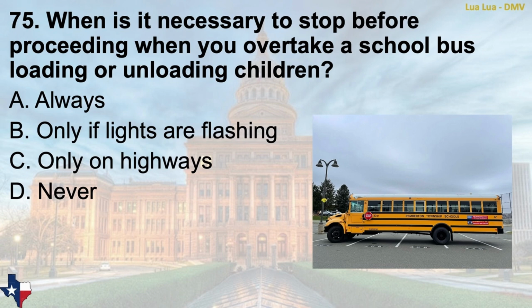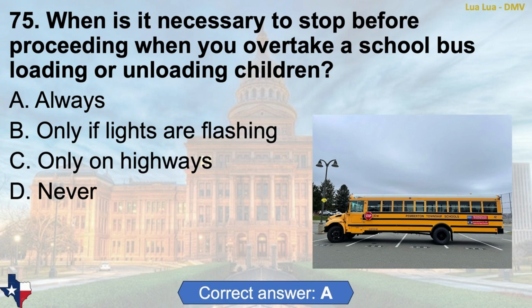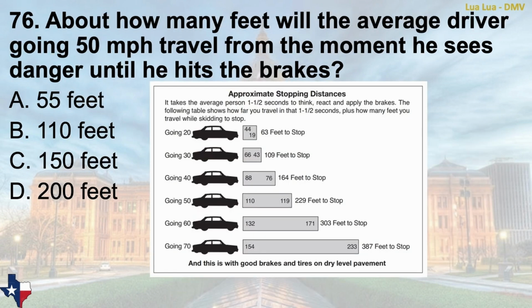Question 75. When is it necessary to stop before proceeding when you overtake a school bus loading or unloading children? A. Always. B. Only if lights are flashing. C. Only on highways. D. Never. The correct answer is A. Always.